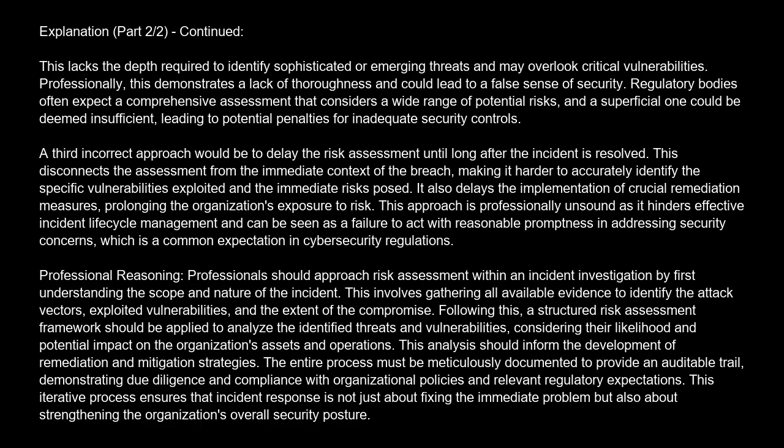The entire process must be meticulously documented to provide an auditable trail, demonstrating due diligence and compliance with organizational policies and relevant regulatory expectations. This iterative process ensures that incident response is not just about fixing the immediate problem, but also about strengthening the organization's overall security posture.